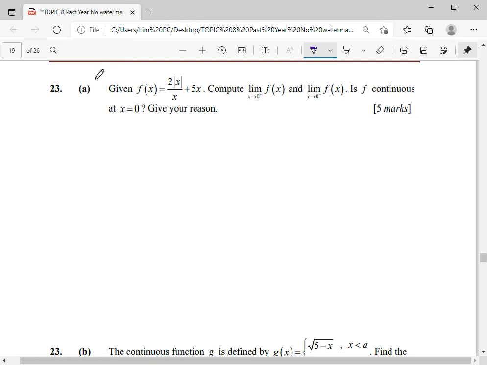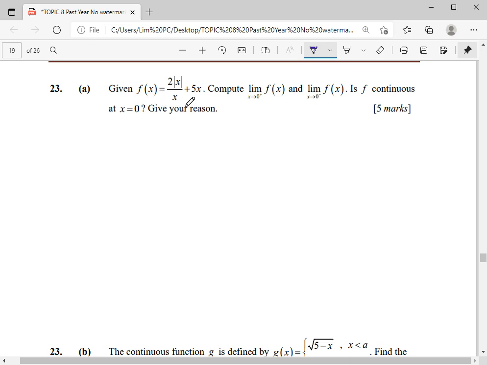So for question 23, given a function, you see it has a modulus here. So later we must write our modulus function in piecewise form. Then only we can compute the limit as x approaches 0 from the right hand side and from the left hand side, and then we say whether it is continuous or not. Give your reason.